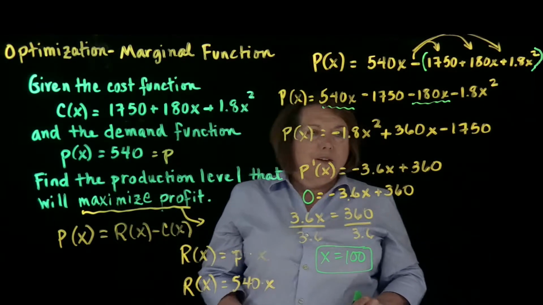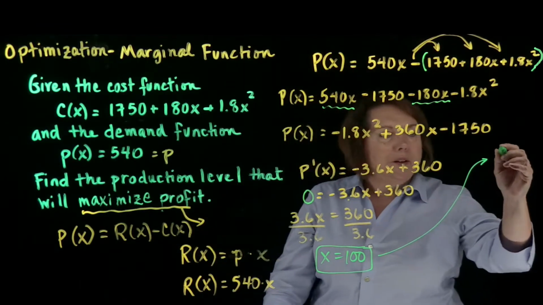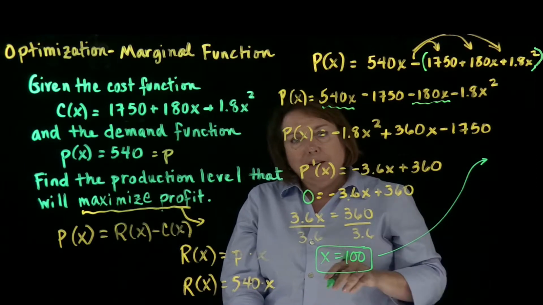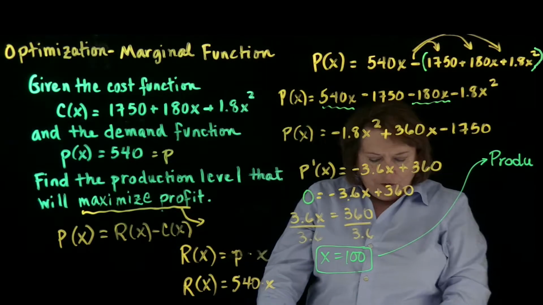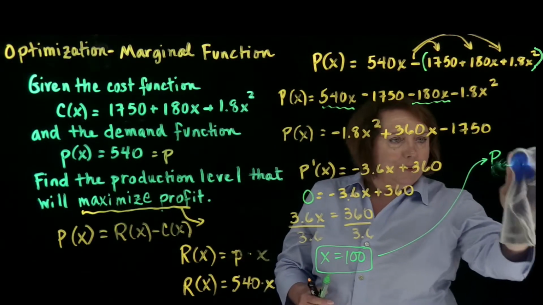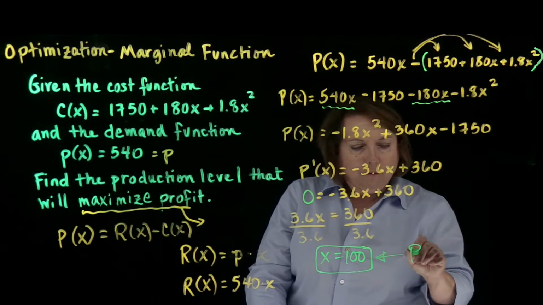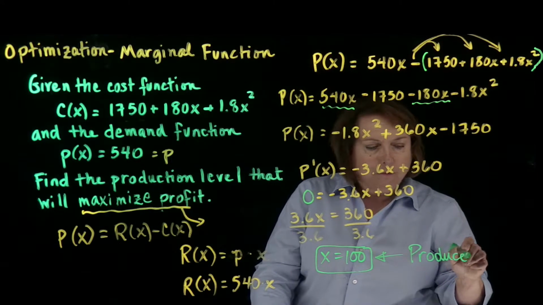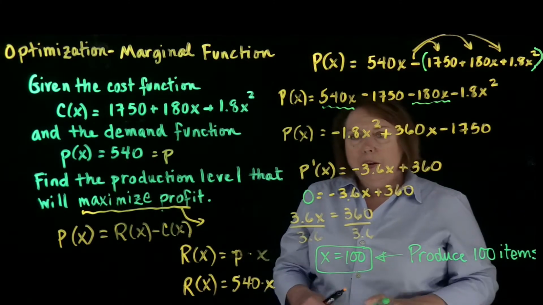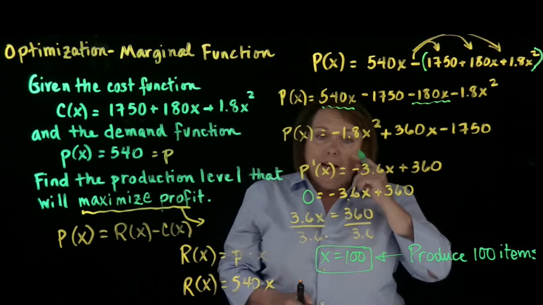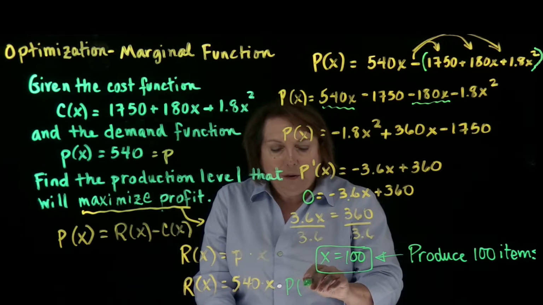So what are we saying here? That the production level will be to produce 100 items. Let me just write it right here. So we know that we want to produce 100 items. What is that profit? Maybe we want to find the profit also. So what do we want to compute here? P of 100.